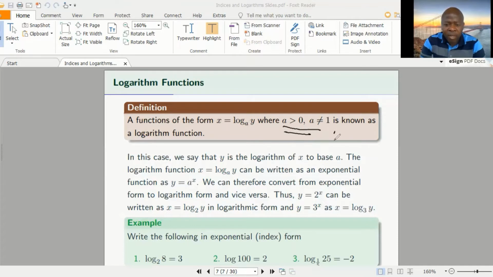Even a half is okay. Even a third is okay. Negative, no. The base can never be negative. That's why it says that it must be greater than 0. Even 1 over 7 is okay. Even 13 is okay. 14 is okay. Anything greater than 0 and not equal to 1 is okay.